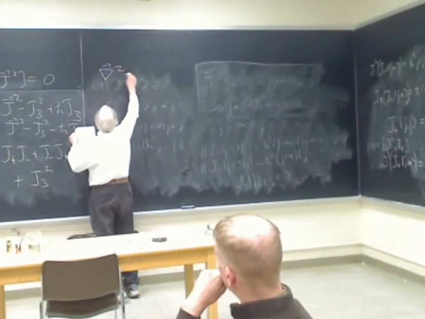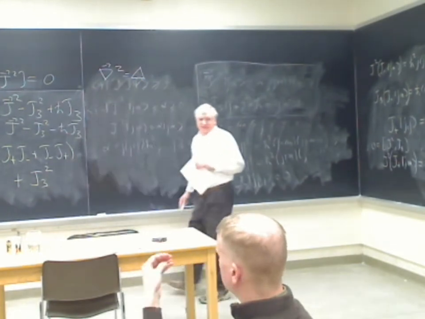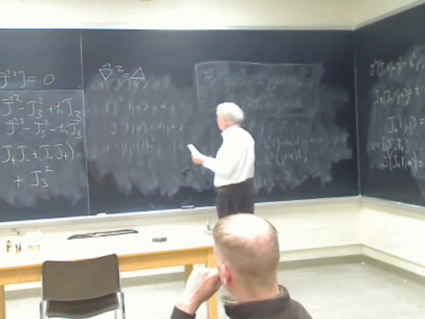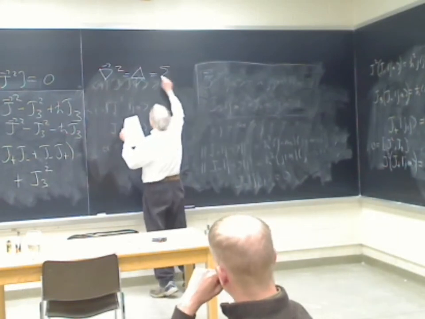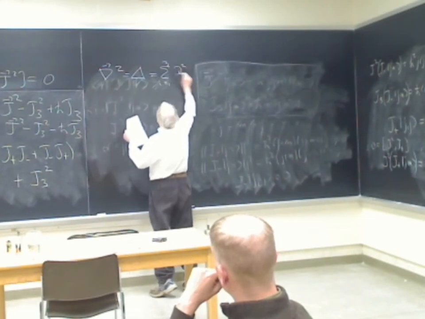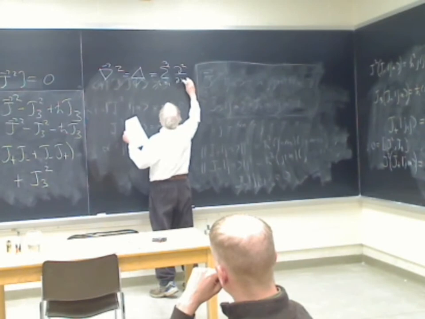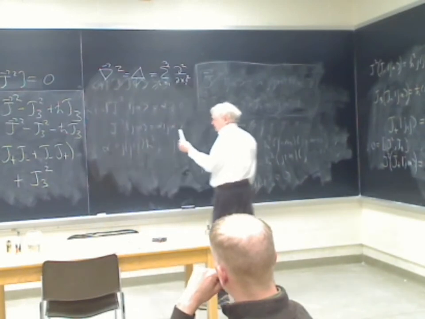Del squared, which by the way is often written as simply a triangle, is a notation that makes things a lot easier and saves a little bit of chalk. It is the sum over i from 1 to 3 of partial squared over partial x_i squared, that's the thing in rectangular coordinates.